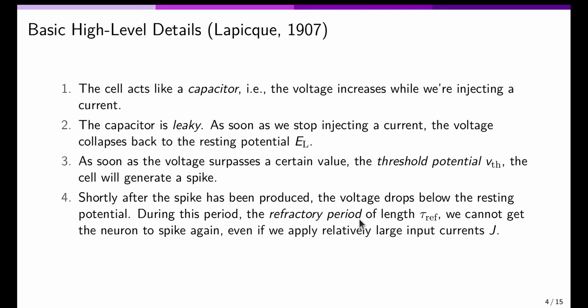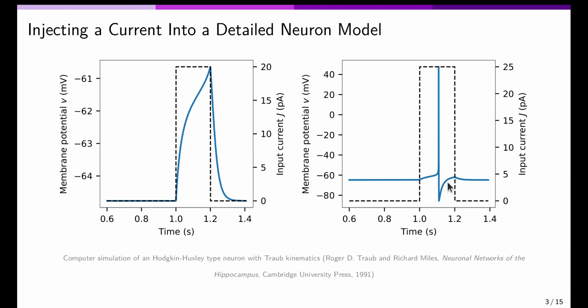And during that time of recovering, even if we injected a huge amount of current, we still wouldn't be able to get that neuron to spike again. Okay. So during this period here, the neuron's like, all right, look, I've spiked. I'm not doing anything else for a little while.